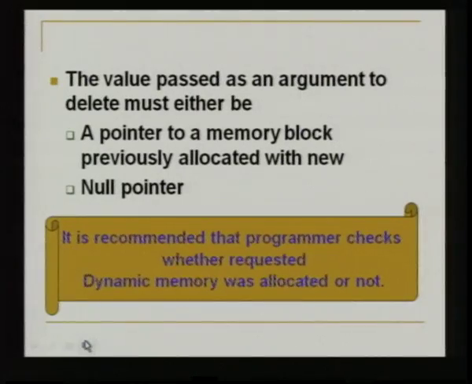So, if the new operator fails in its execution, it will return a null pointer. If it succeeds, it will have the pointer to a memory block. So, when we give the delete operator, it should either be a pointer to a block of memory previously allocated, or it should be a null pointer. If it is a null pointer, the compiler will understand that the new operator's execution did not succeed, so it does not have any memory to free at the moment. So, the programmer needs to check whether the requested dynamic memory was allocated or not. He cannot take for granted that when new is given, memory is allocated.